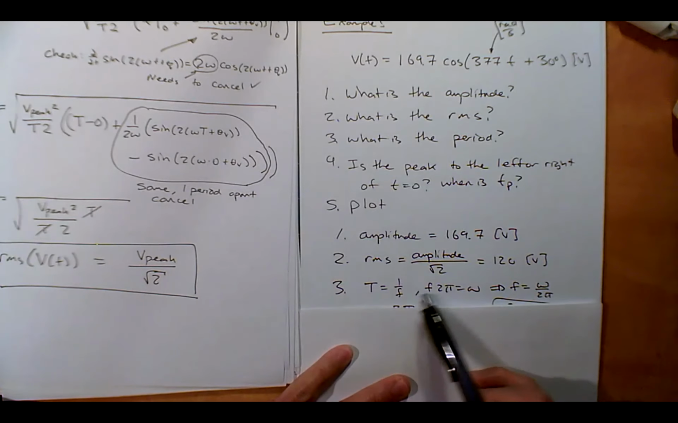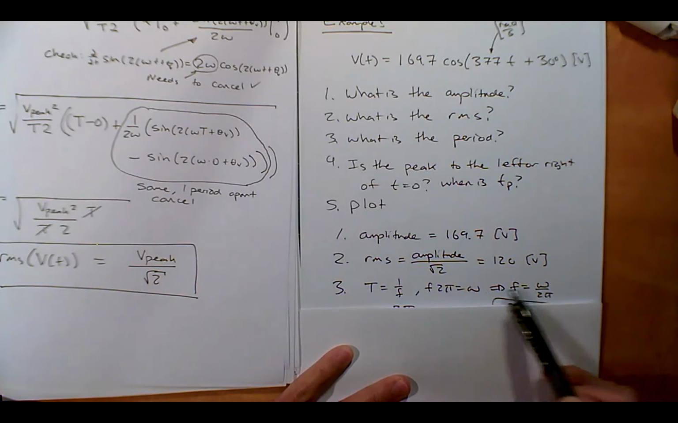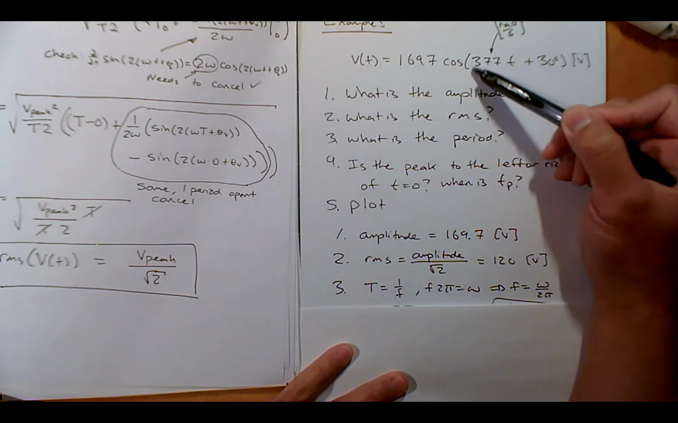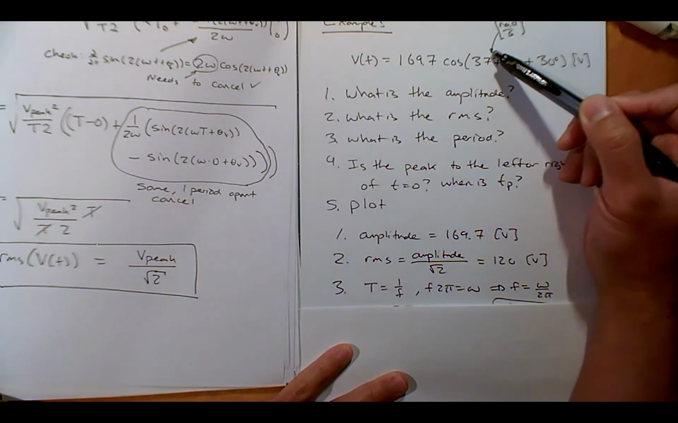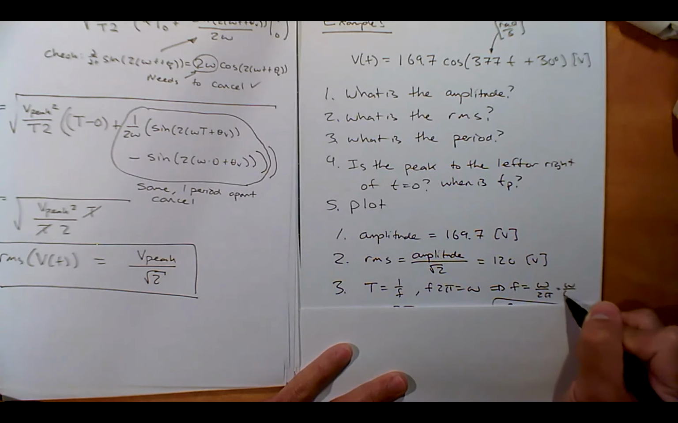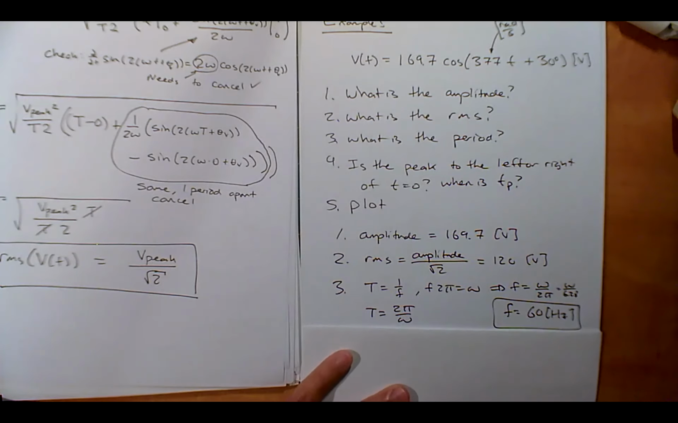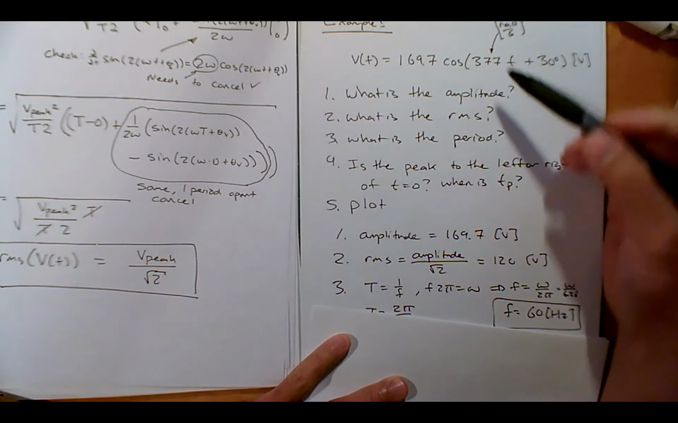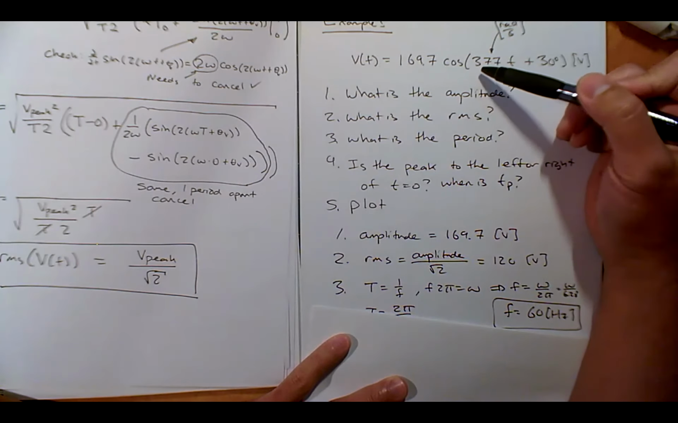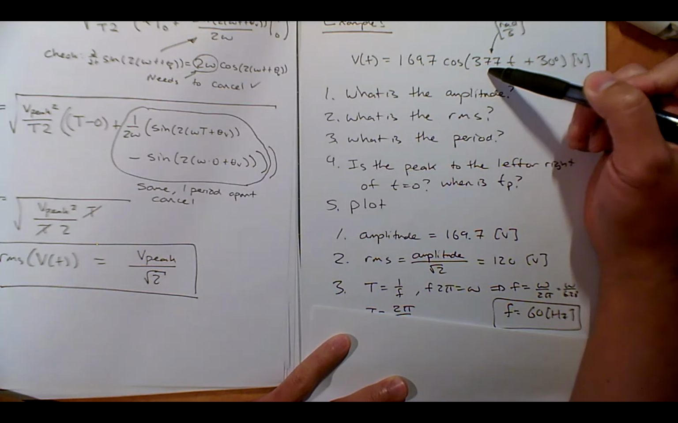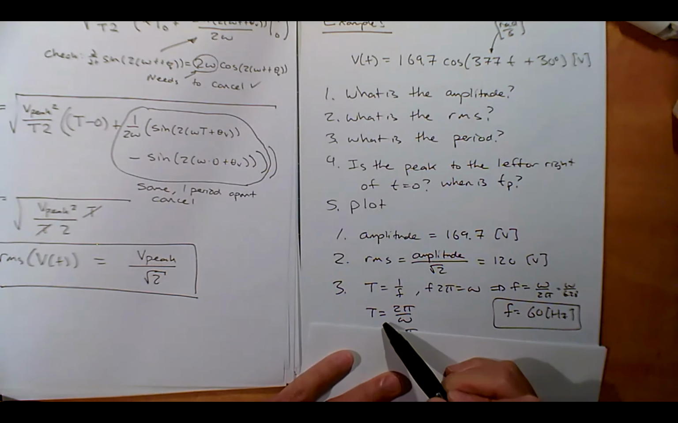Okay, what is the period? Period is 1 over f. f times 2 pi equals omega, or f equals omega over 2 pi. So I can take this 377, which is in radians per second, and divide it by 6.28. Okay, what do I get? 60 hertz. Nice. So that's a good fact to remember: 60 hertz corresponds to 377 radians per second. Good.